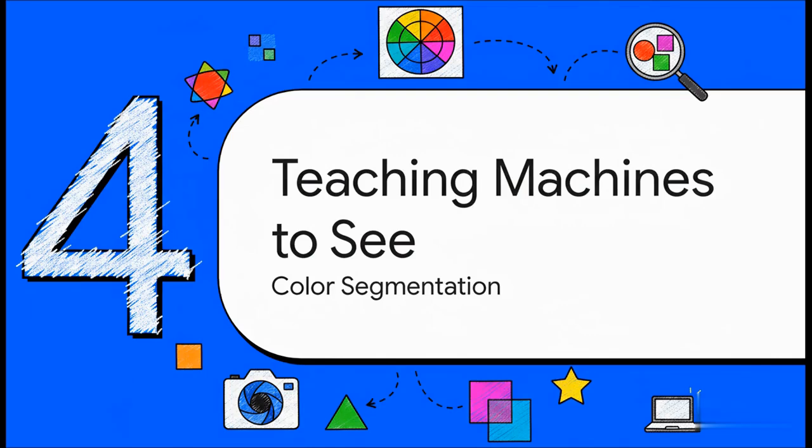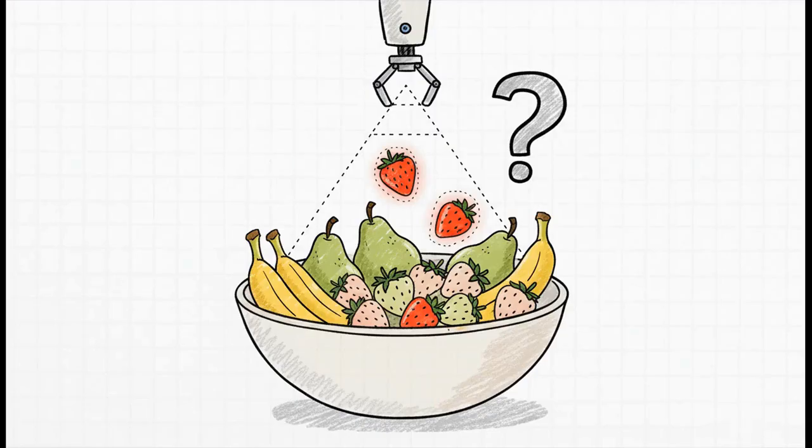All right, this is it, the grand finale. We're going to put everything we've just learned together. We're now ready to talk about the final masterpiece, color segmentation. This is how we actually teach a machine to see and separate different objects in an image, all based on their color. So, let's set up the challenge.